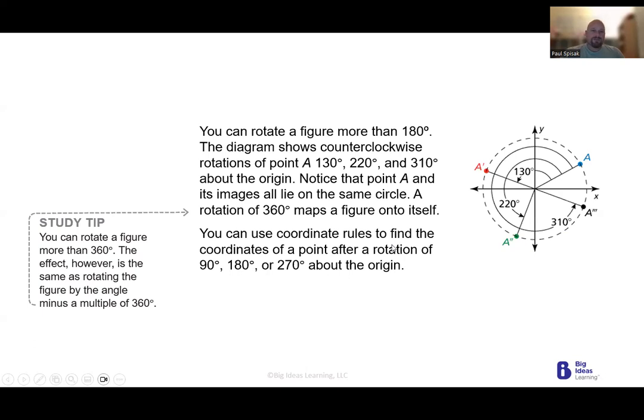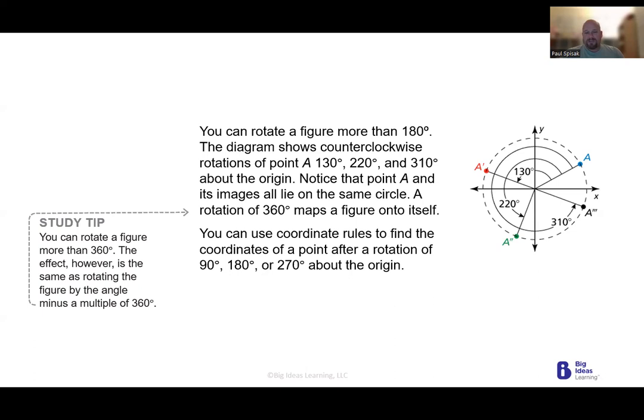So now you can rotate a figure more than 180 degrees. The diagram shows counterclockwise rotations of point A at 130, 220, and 310 degrees about the origin. Notice that point A and its images all lie on the same circle. A rotation of 360 degrees maps a figure onto itself. You can use the coordinate rules to find the coordinates of a point after a rotation of 90 degrees, 180 degrees, and 270 degrees about the origin.